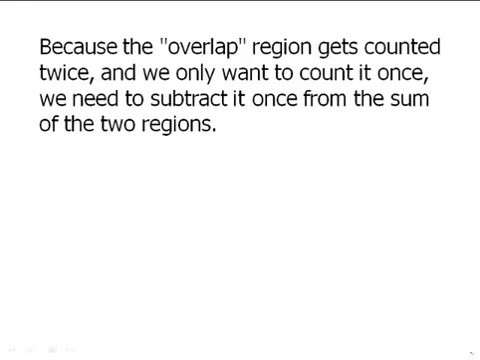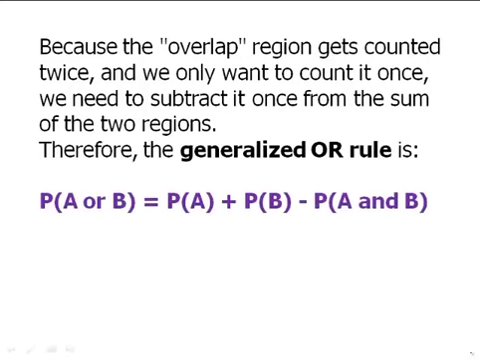So, because the overlap region gets counted twice, and we only want to count it once, we need to subtract that overlap region from the sum of the two individual regions. And therefore the rule is: the probability of A or B is the probability of A plus the probability of B minus the probability of A and B. This is a probability rule that is true 100% of the time. This is a very powerful rule to know. And if you can remember the diagram in the previous slide, that will help you remember why this particular rule has this particular form.